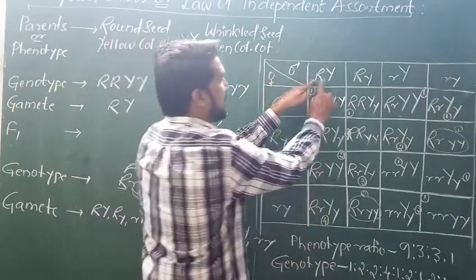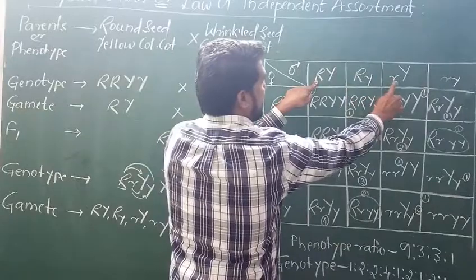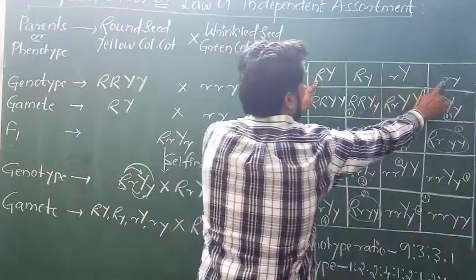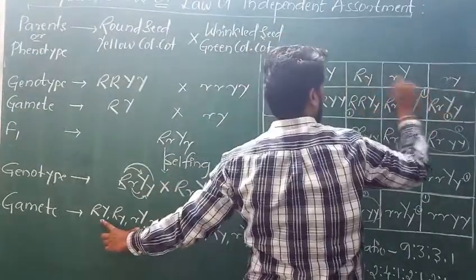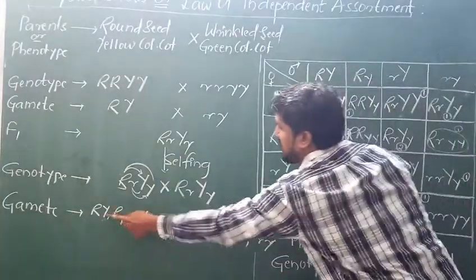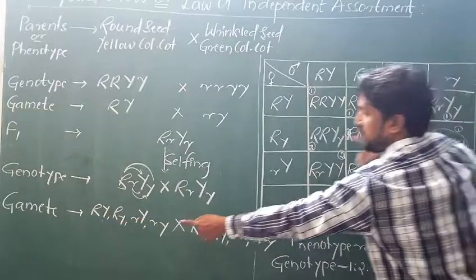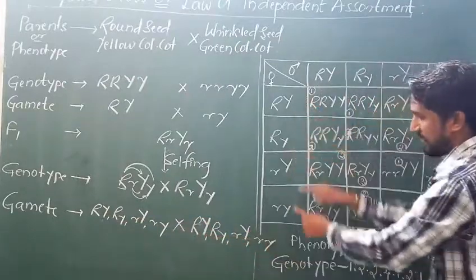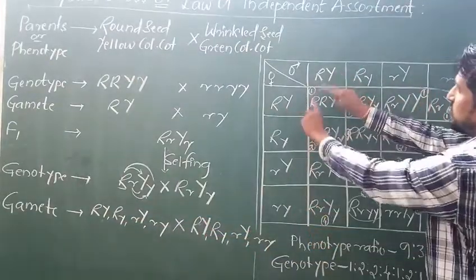So capital R, capital Y, capital R, small y, small r, capital Y, small r, small y. The gametes have been shown here and one row has been shown here. This can be taken as a male and this can be taken as a female. Now we can go and cross them.